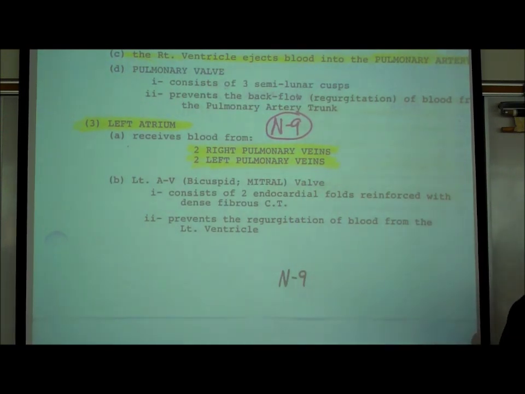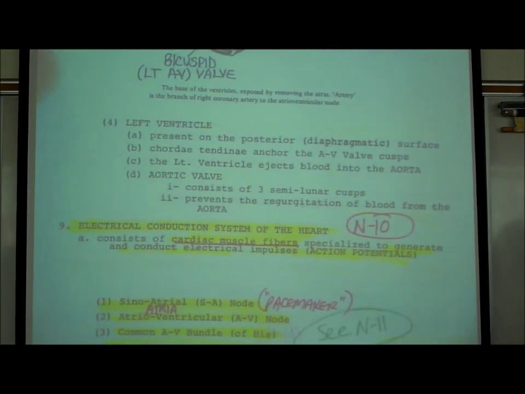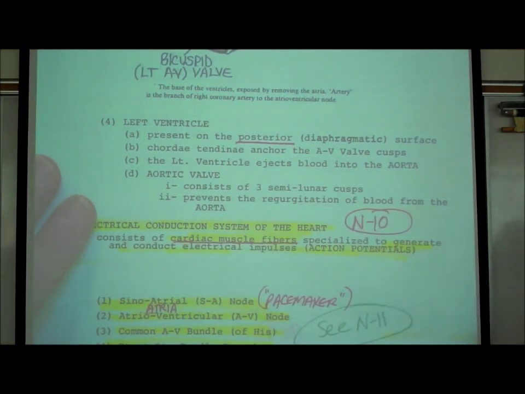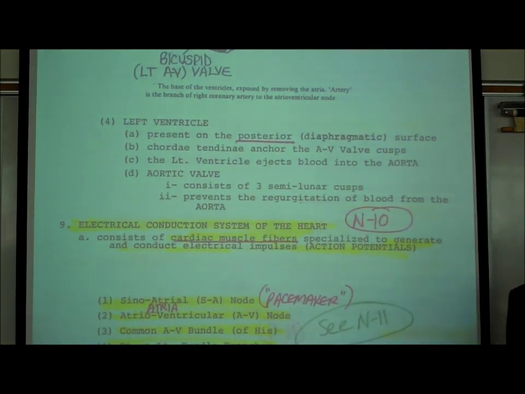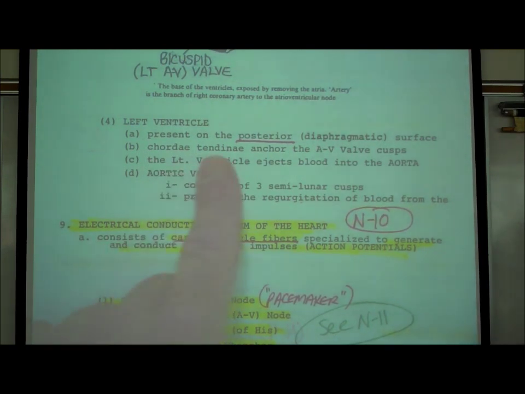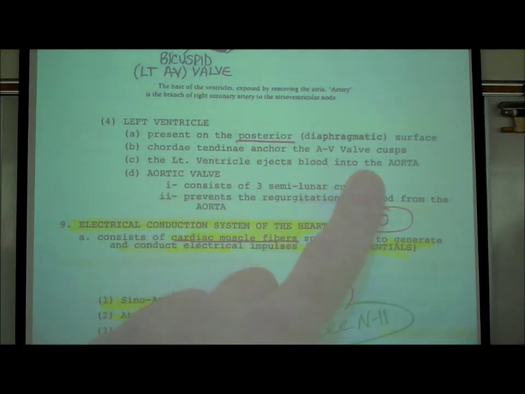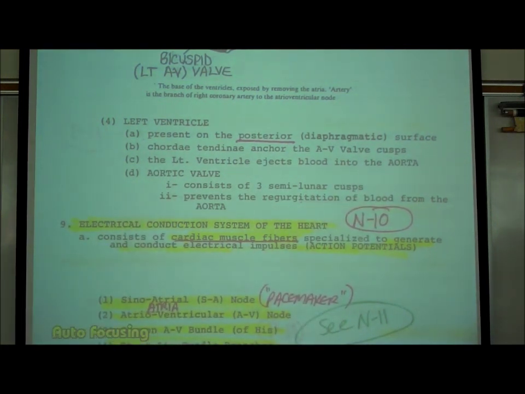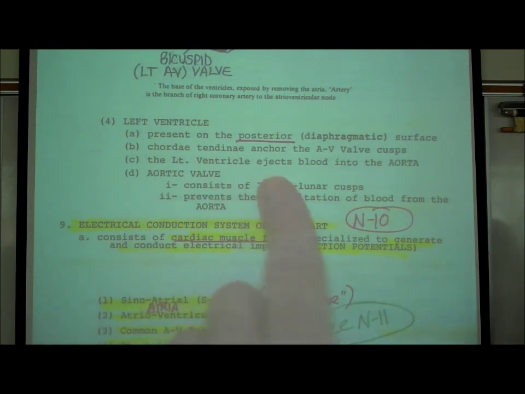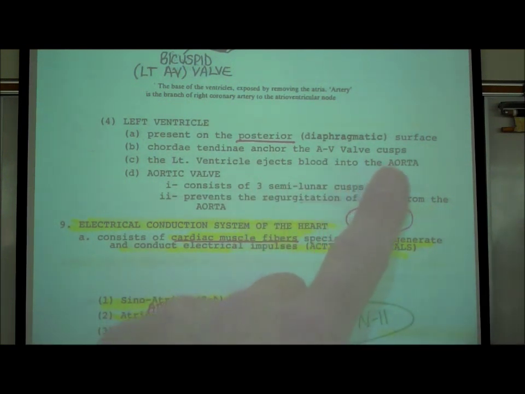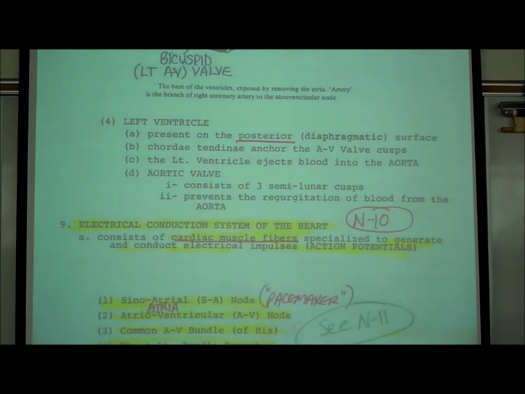Regurgitating means going backwards. And on page N10, the left ventricle, we remind you, is on the back or posterior side, just as the right one is on the front or anterior side. Again, the chordae tendineae anchor the AV valve cusps to muscle inside the left ventricle to prevent the valve from inverting. And the left ventricle ejects the blood out into the aorta past that aortic valve.